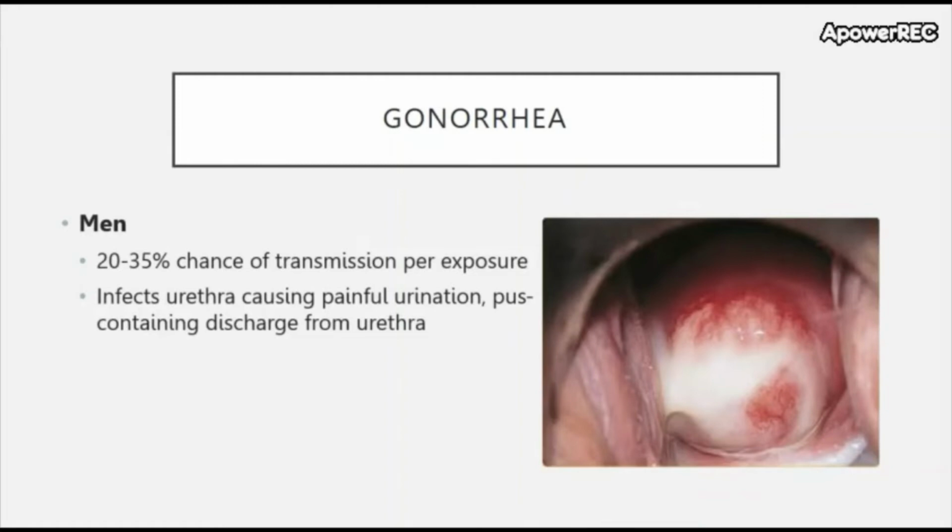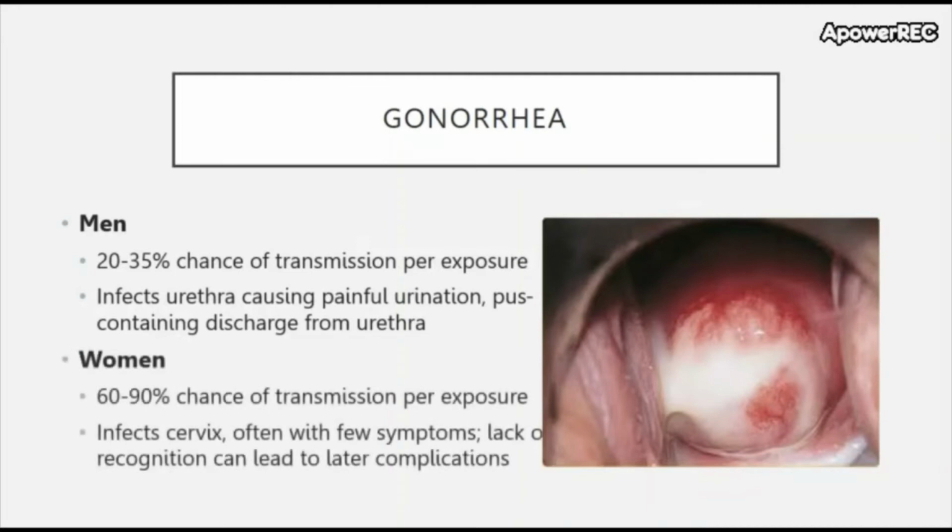In men, there is a 20 to 35% chance of transmission per exposure. It infects the urethra, causing painful urination and pus-containing discharge from the urethra. And in women, there's a higher chance, a 60 to 90% chance of transmission per exposure. It can infect the cervix, often with few symptoms, so it's difficult to recognize and can later lead to complications.